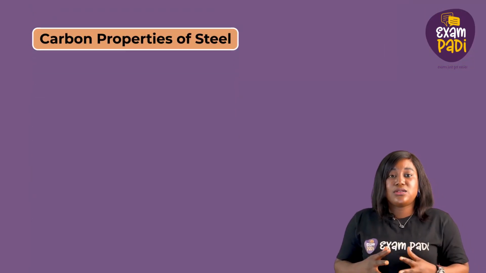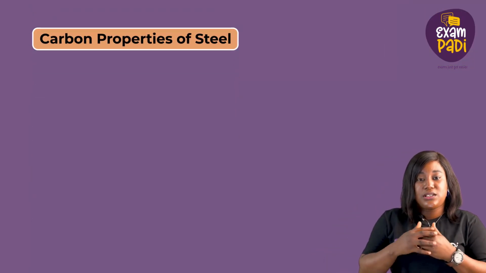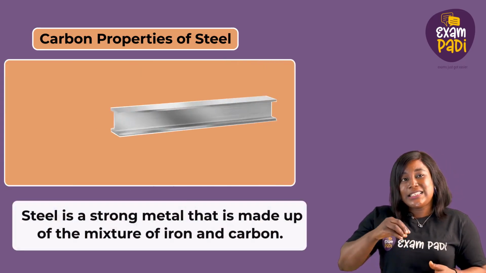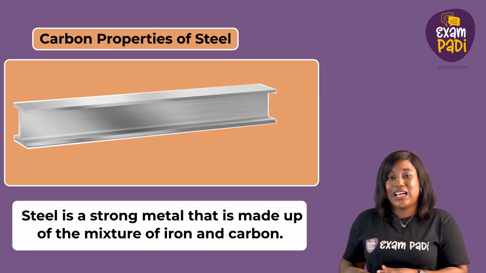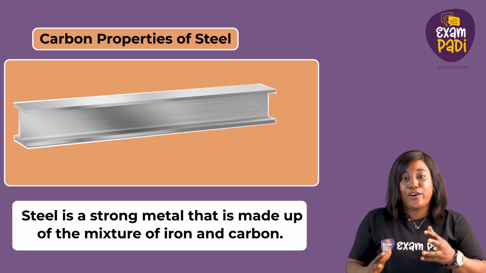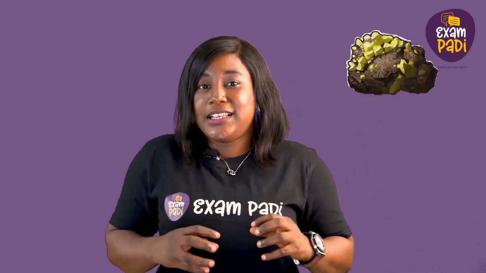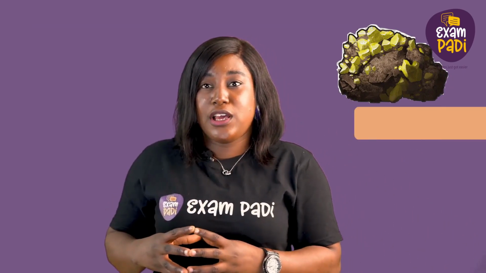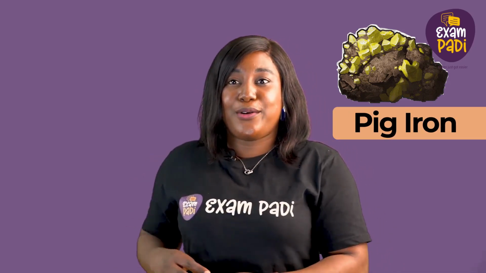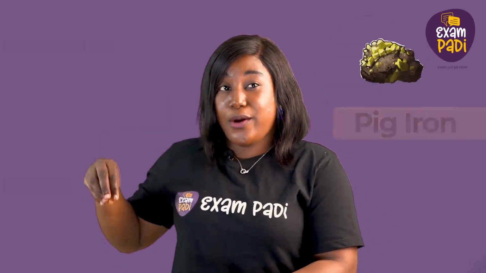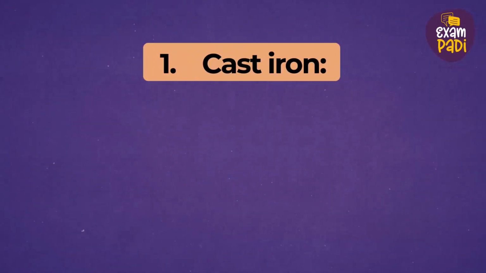Now let us talk about the carbon properties of steel. Steel is a strong metal that is made up of the mixture of iron and carbon. This raw and impure iron is called pig iron. From the pig iron, other forms of steel, that is iron, are produced.